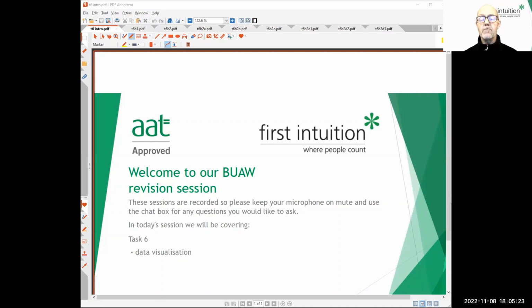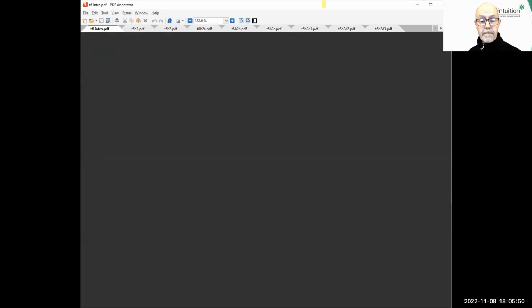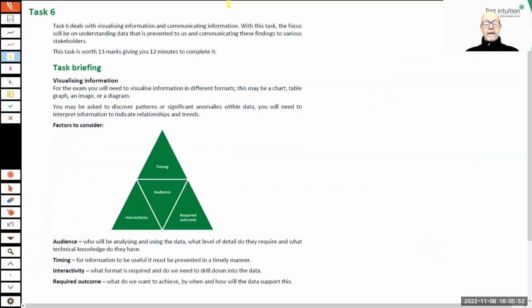Whether you'd actually have to produce an example of data visualization in your exams may be unlikely. You may well get questions that would say, what would be the best way to? So with that in mind, let's make a start on tonight's session, and we'll have a look at the task brief for task 6. Task 6 deals with visualizing information and communicating information.